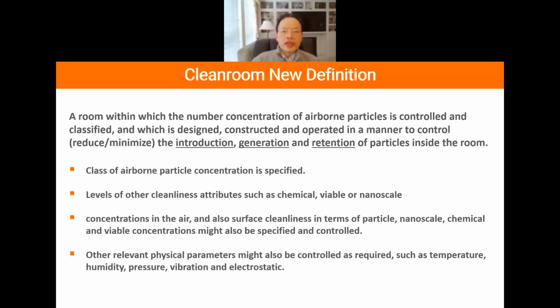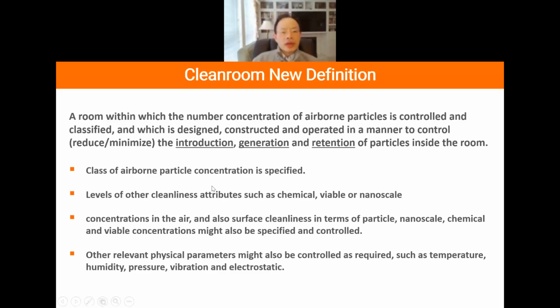So this new standard uses more clarified language, put into different categories, so the design engineer can put more attention on whether a new treatment, activity, or effort is going to reduce the generation, the introduction, or the retention of the particles. So they know what the purpose of these efforts is.